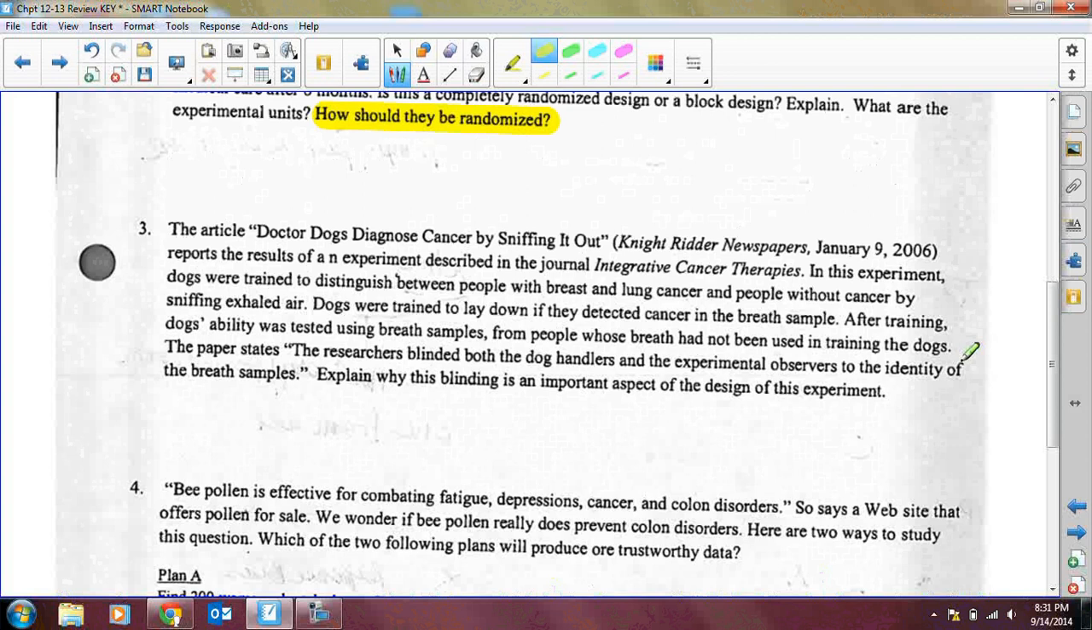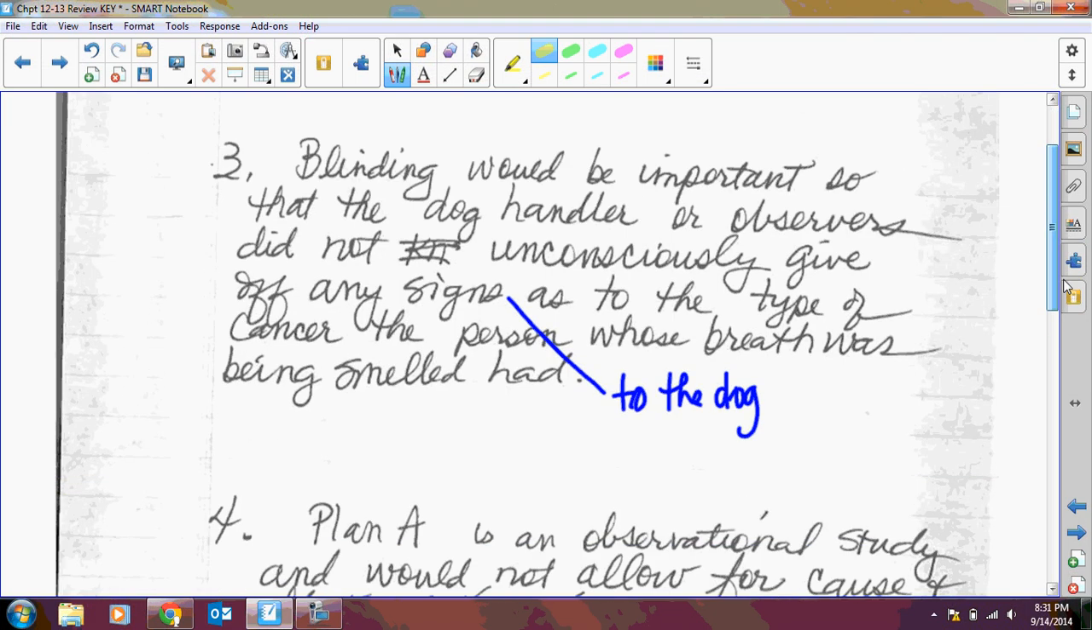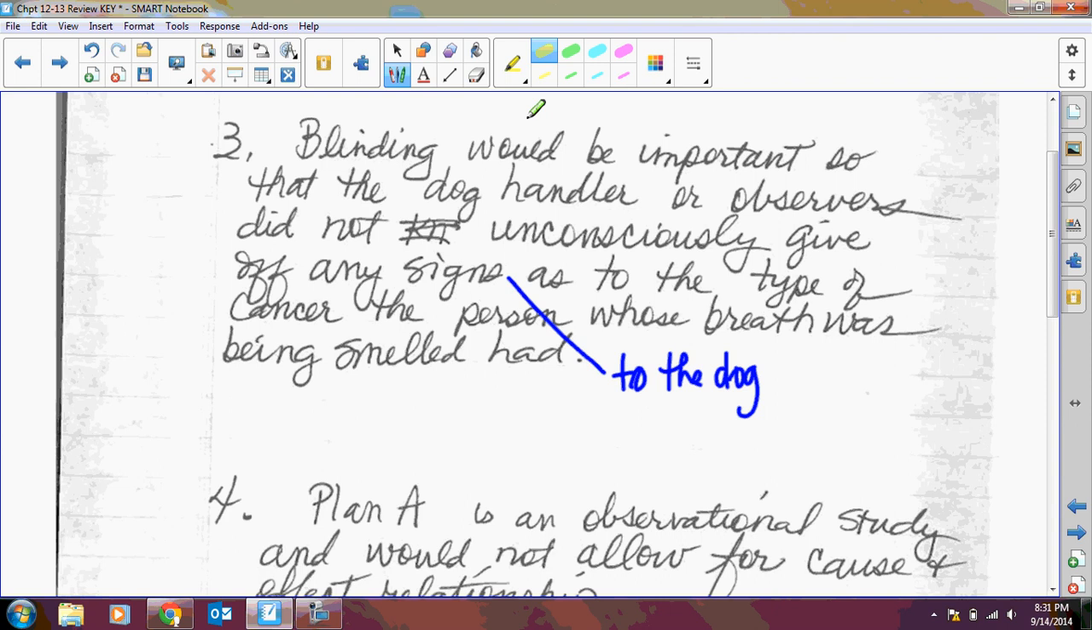Well, I mentioned to you the situation with the dogs. You consider it blinded if the handler is blinded, a single blind, and the blinding would be important so that the dog handler or the observers do not unconsciously or subconsciously give off any signs to the dog as to the type of cancer that the person whose breath was being smelled had.